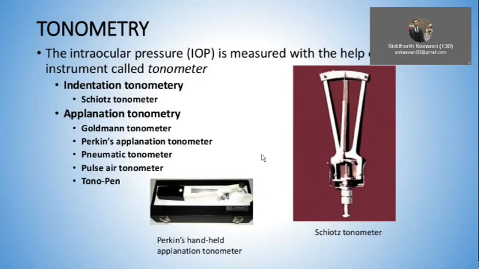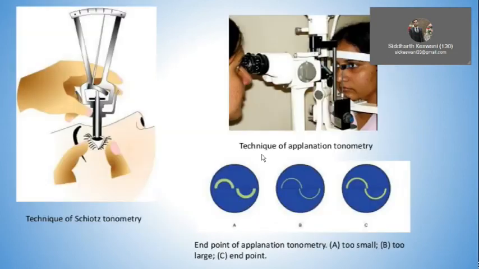So this is, again, you can see in the pictures, as I was telling you, there are mires. We need to match the mires. You need to keep in mind the end point of the applanation tonometer. It should not be too small or too large an end point, right? You need to match it exactly, like you can see in the picture.